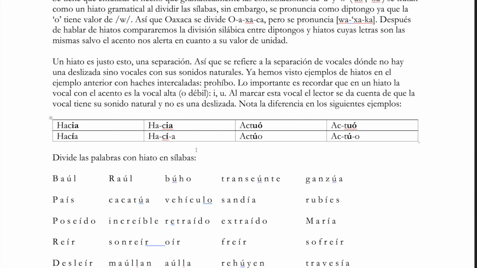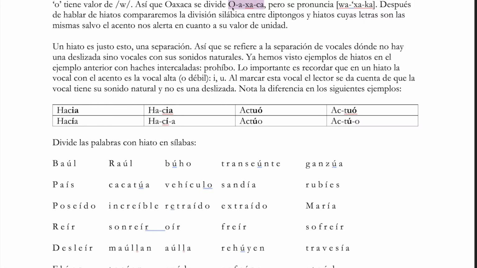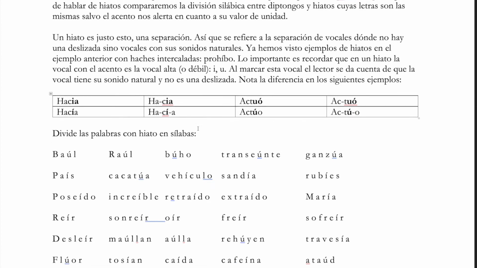Now, if we continue on, something that's very interesting is whenever we have an O and an A, so for example, this, even though grammatically we might divide it up as an O, A, Ha, Ka, the interesting thing is that the O actually sounds like a glide. It's going to sound as a wa. So nobody says Oaxaca, it's Oaxaca. Think about it as a W. And that's something to keep in mind. So whenever there's an O and an A, that's generally what you're going to have. So it's interesting. The O takes the place of a U, we could say, in Spanish.